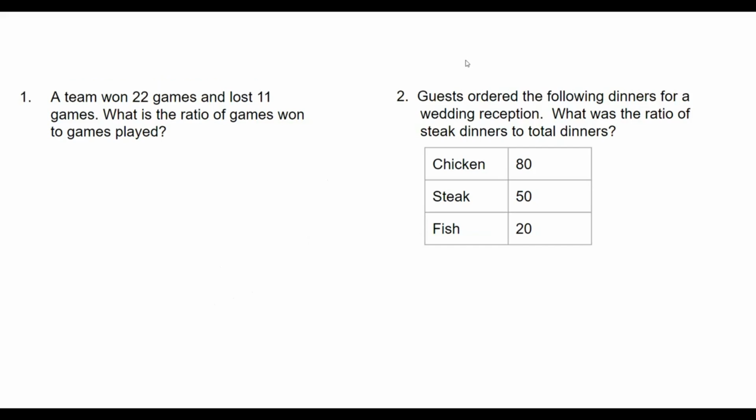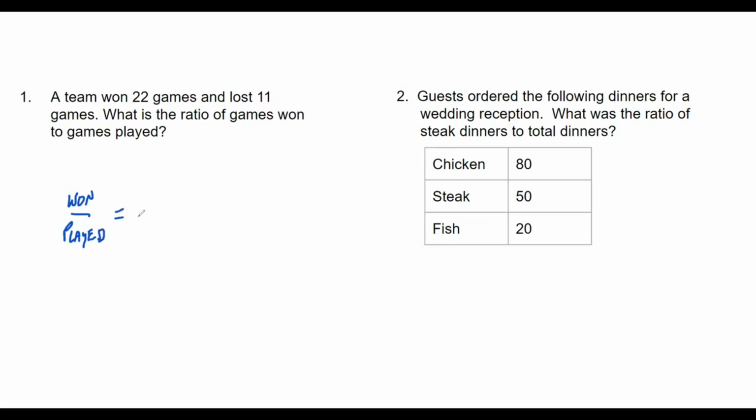In this first problem, a team won 22 games and lost 11 games. What is the ratio of games won to games played? This is what I mean by our ratio of units. We want to put games won on the top, and we want to put games played on the bottom. That helps us make sure that we put the right numbers in the right place.